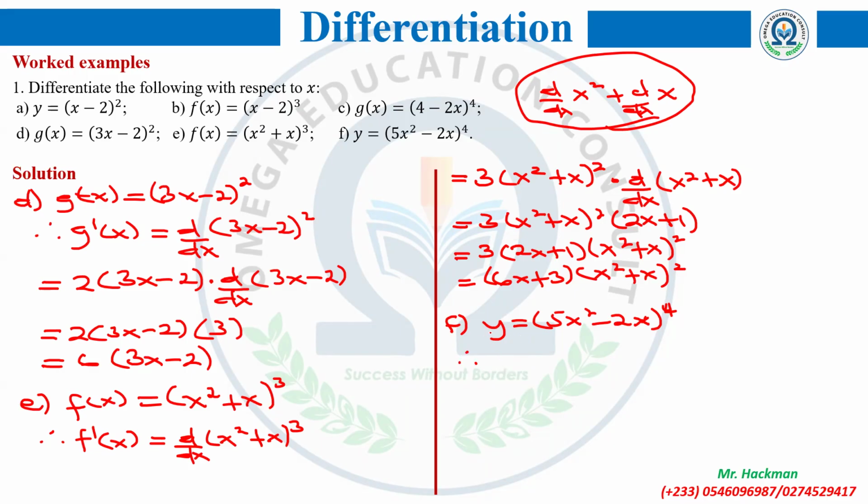So now, you are asked to differentiate what you have there with respect to x. So you are finding d dx on both sides. d dx of y we know will give us dy dx. So the question is asking us to find dy dx. Is that not it?